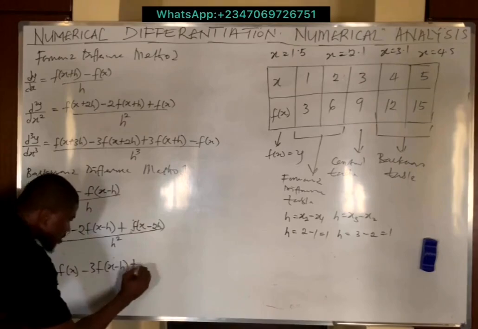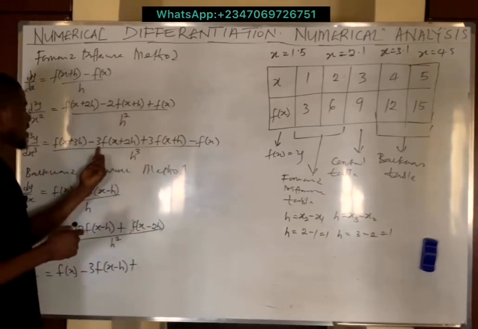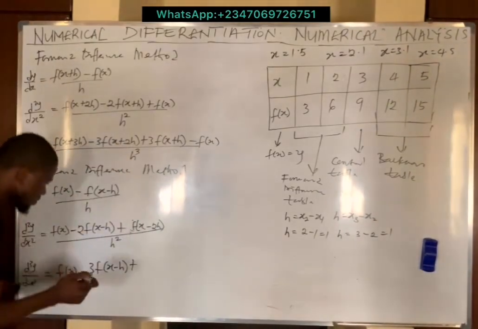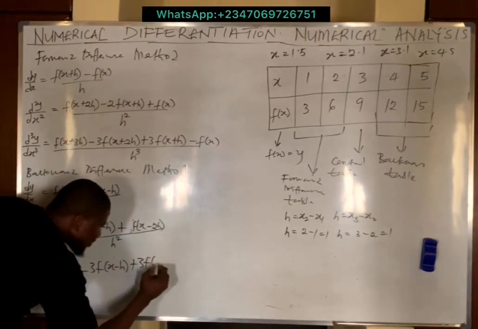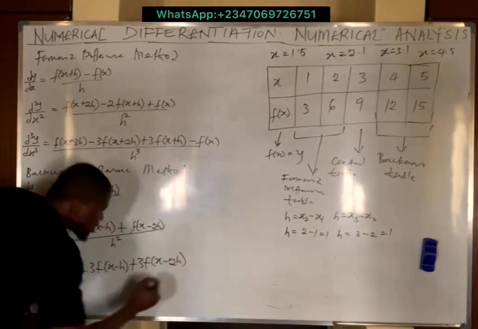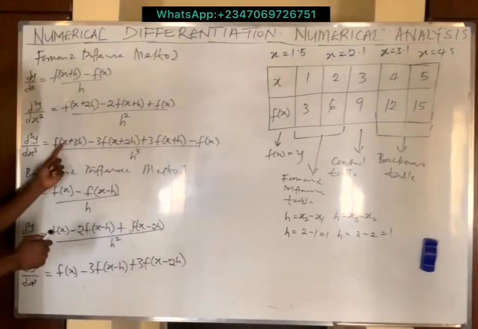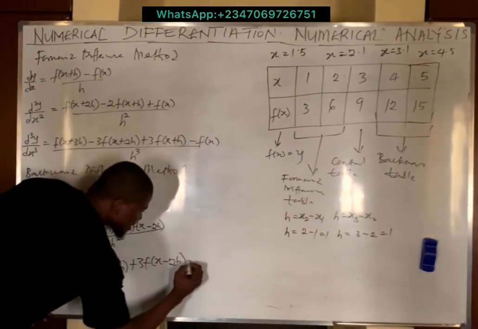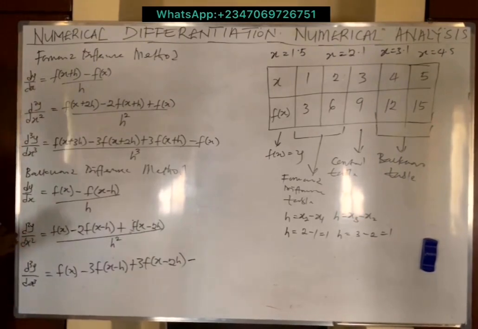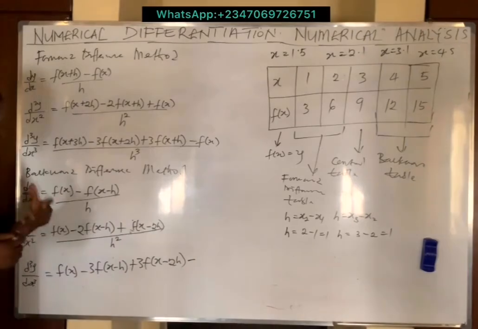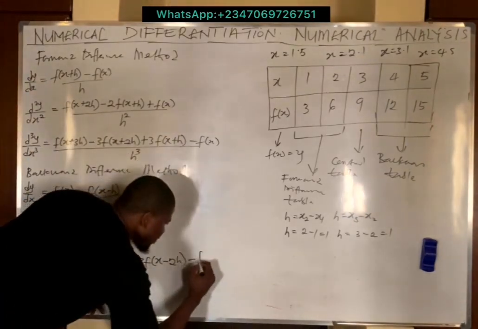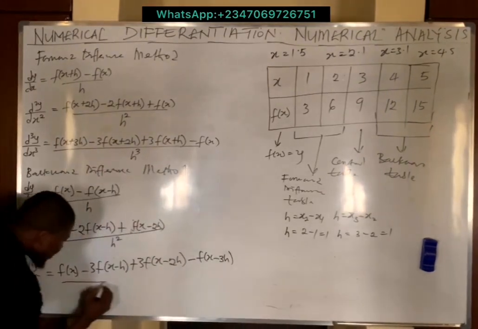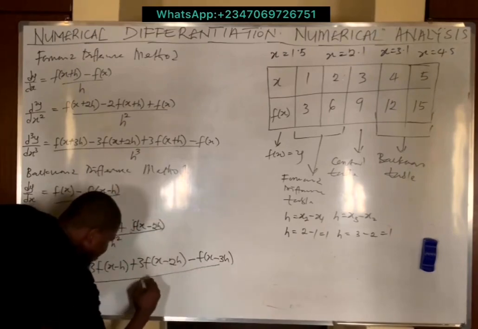Next should be plus. Then the next value after this is 3f of x plus 2h, but you change this positive sign here to be negative, right? So it becomes 3f of x minus 2h. And finally, you have f of x plus 3h. And remember, if here is plus, the next sign there should be negative, right? And then instead of f of x plus 3h, it becomes f of x minus 3h. So you have f of x minus 3h, all over h cubed.